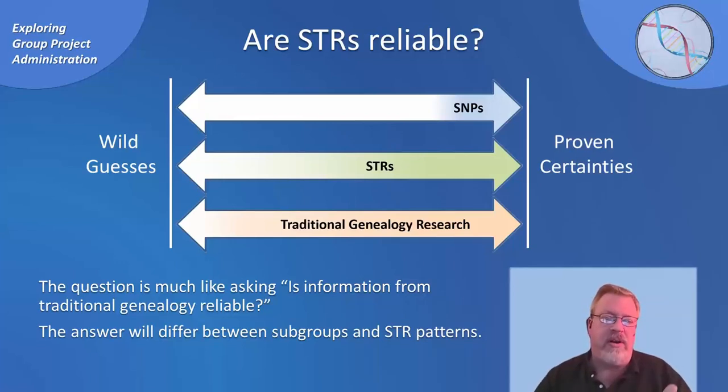So the question of are STRs and SNPs reliable is a little bit like asking, is traditional genealogy reliable? The answer is it depends. It depends on your subgroup. It depends on who they connect to. It depends on what mutations have happened in their history. It depends on a lot of things. Again, going back to the point that you need to assess that for your subgroups.